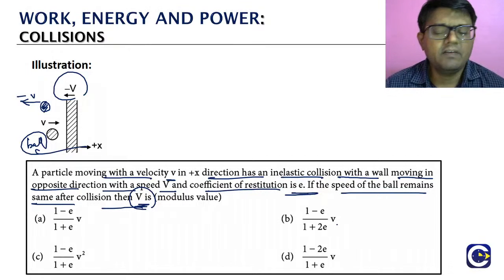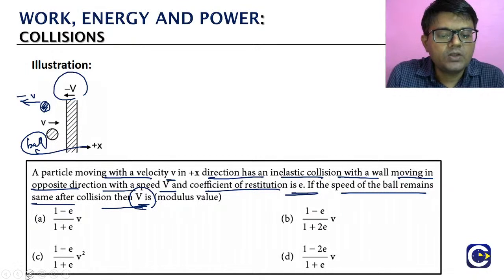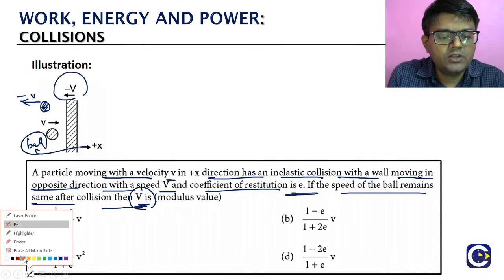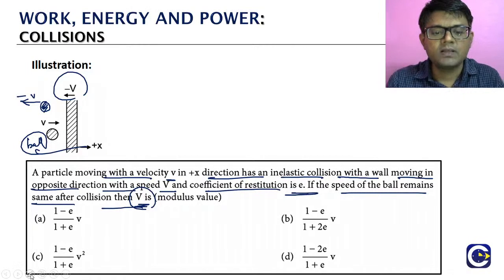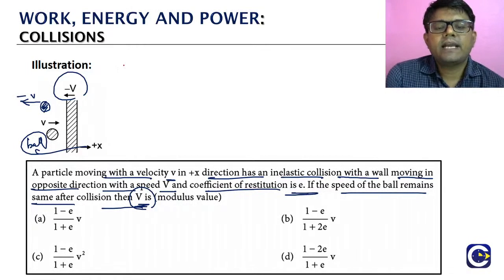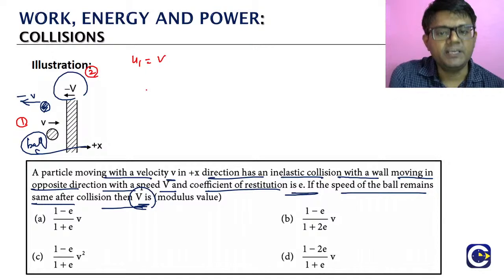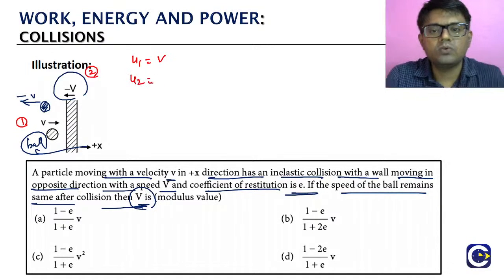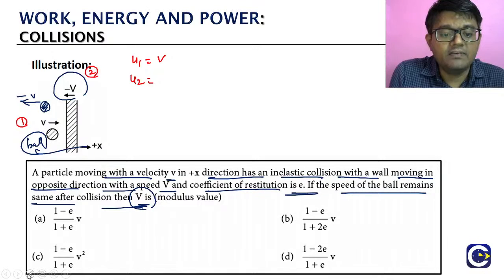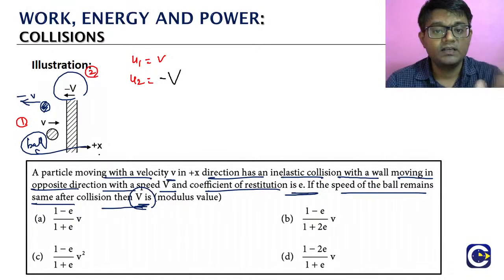Okay. So we need to find what this capital V value is. It's a very basic question using the coefficient of restitution idea. So look at this. We will try to represent these velocities. Let us call the ball 1 and the wall 2. What is U1? U1 is equal to small v. U2 is equal to minus capital V, so that we will be able to see the difference. That is capital V.